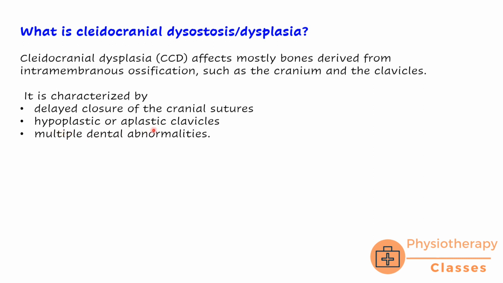Then there are hypoplastic or aplastic clavicles. The clavicle could be very small or it could be absent also. The two shoulders can touch each other, right? And there will be multiple dental abnormalities also. So this completes the video on clavicle.